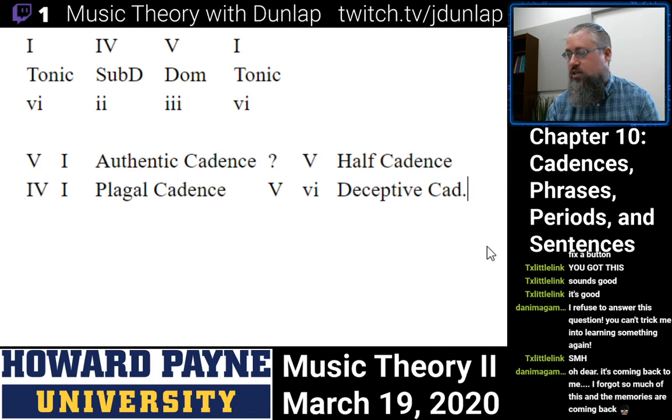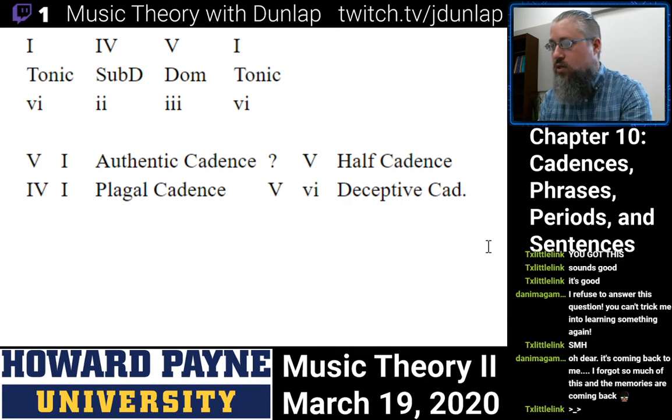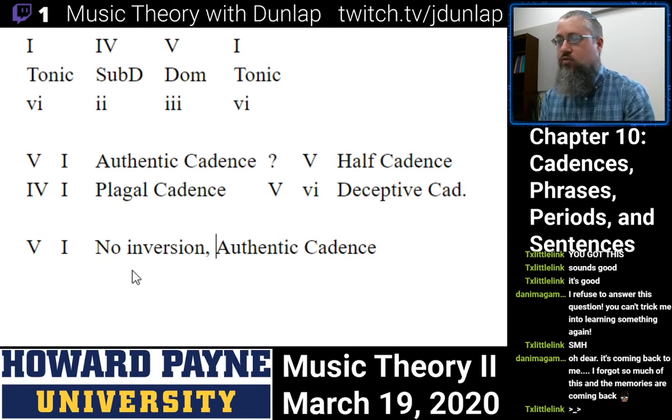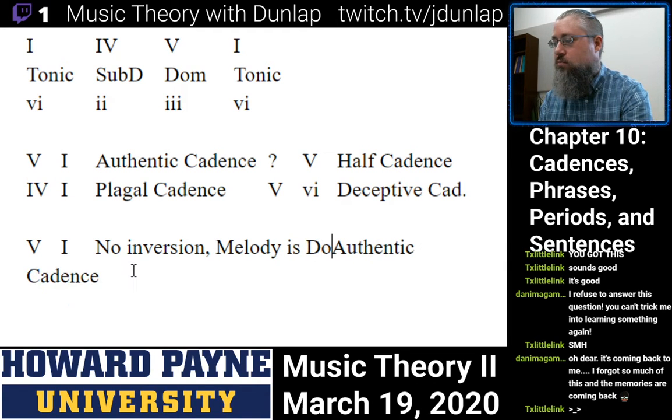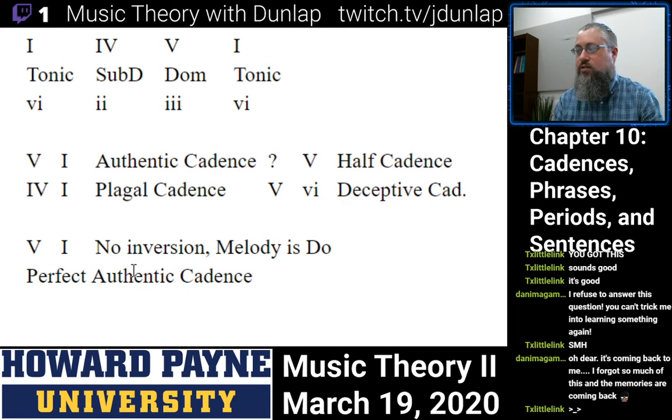Let's look at the authentic cadence a little bit closer. This is all review from yesterday's stream. Leading 5 to 1, being an authentic cadence. No inversion. Second off, if the melody is do, that is the perfect authentic cadence. What that means is then both the bass and melody are do.